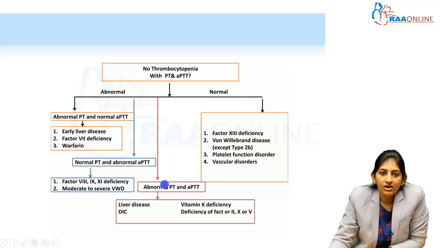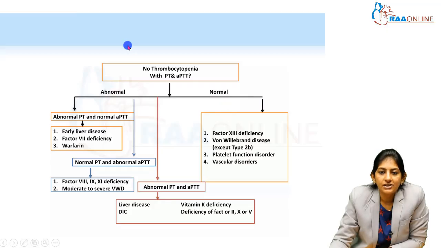If PT, APTT, INR all are deranged, then of course DIC will come into picture. Liver disease, DIC will have thrombocytopenia also. Sometimes in case you don't get thrombocytopenia, still think of DIC. Liver disease, of course, once established, PT, APTT, INR, everything will be prolonged. And vitamin K deficiency also, because factors 2, 7, 9 and 10 are all abnormal. It will cause both PT, APTT derangement.